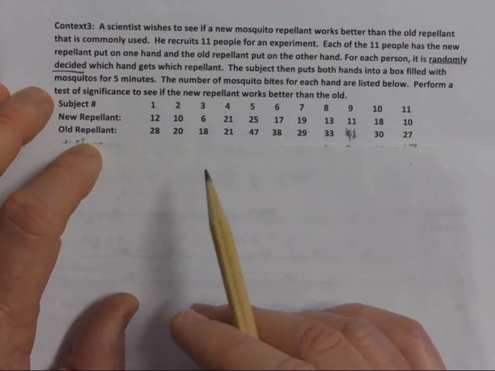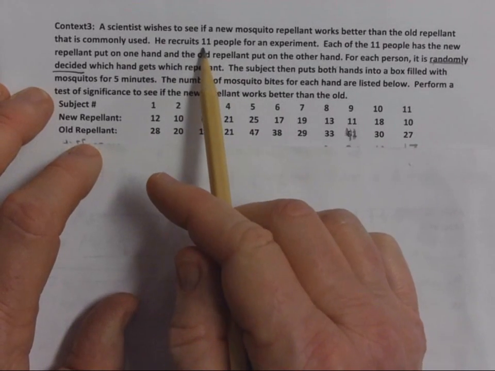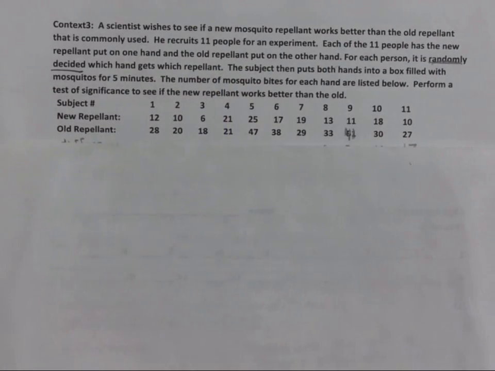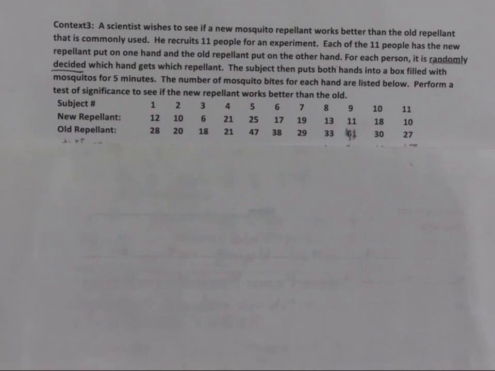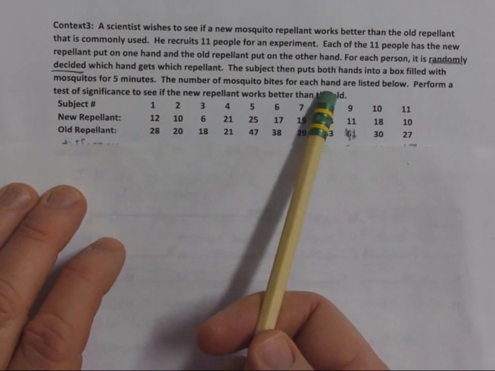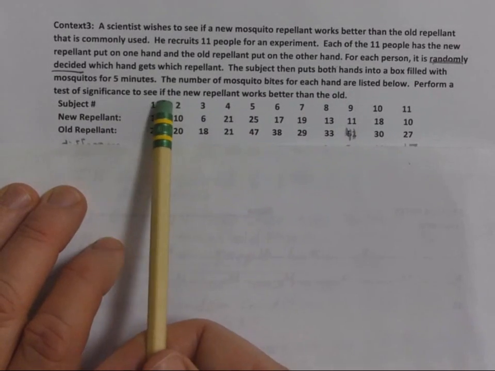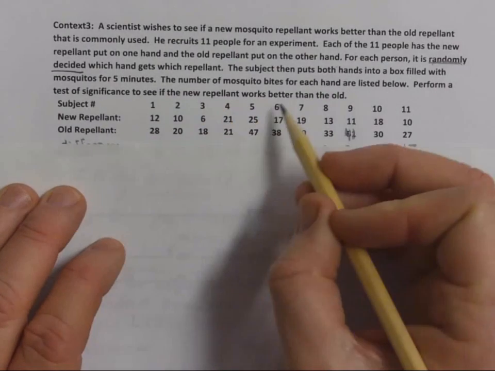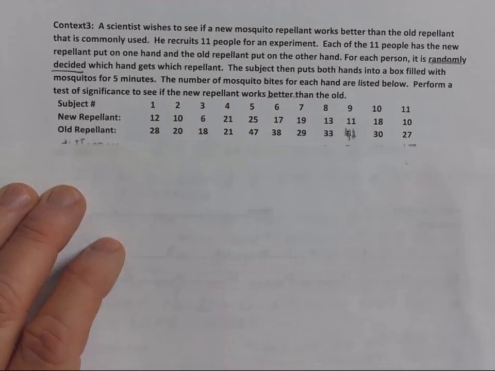But there's a reason why they didn't randomly select people, I think, because I'm not doing it. But anyway, the number of mosquito bites for each hand are listed below. Perform a test of significance to see if the new repellent works better than the old.